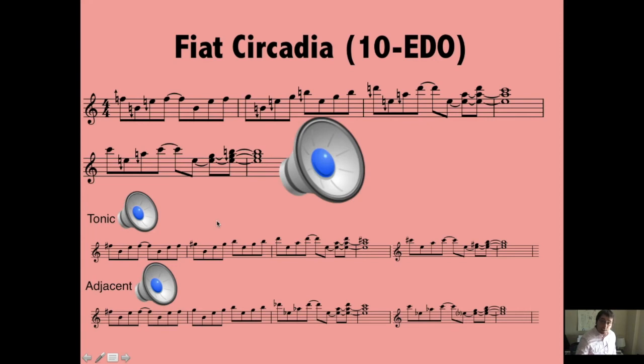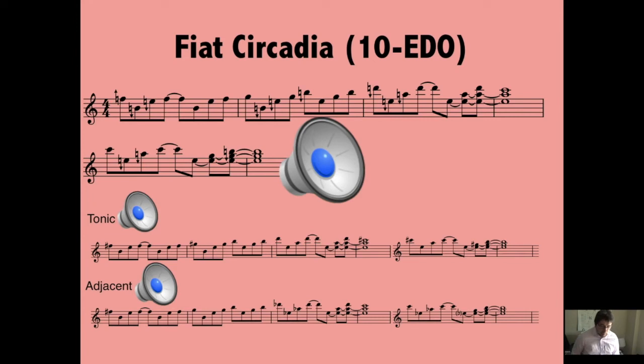Okay, so that's the tonic version right there. Now let's play the adjacent version. Okay, so there we go. We got the tonic versions and the adjacent versions.